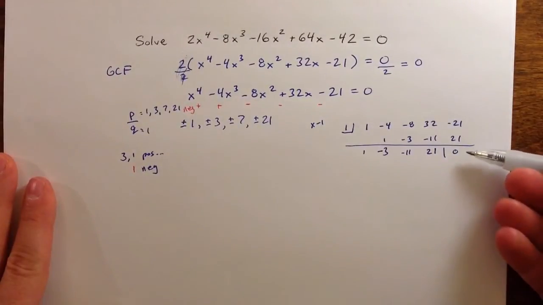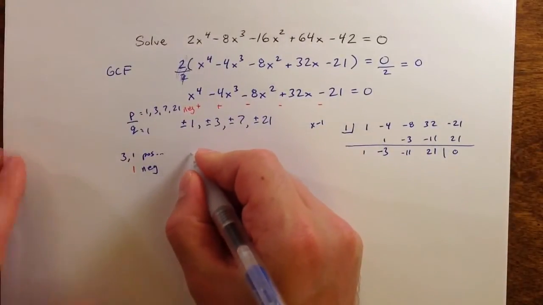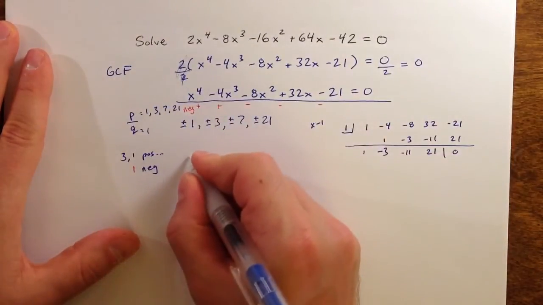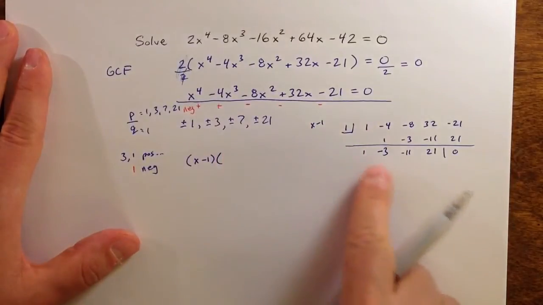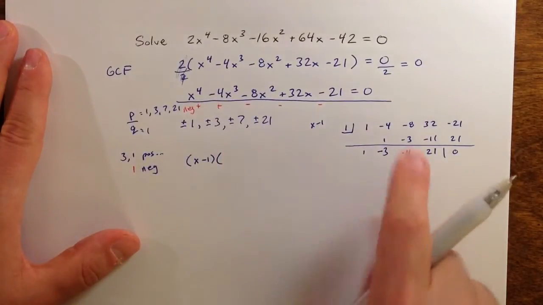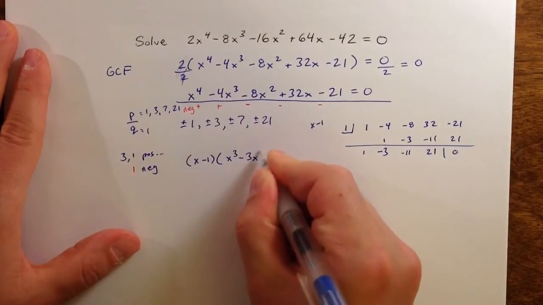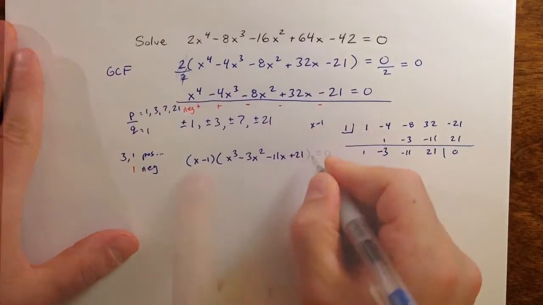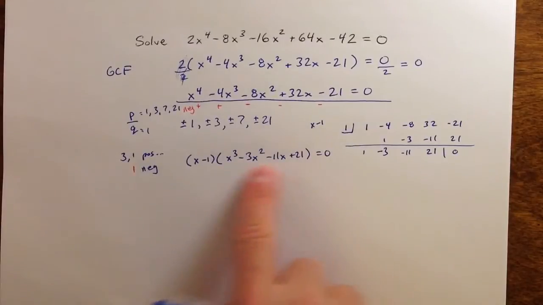So because we got a remainder of 0, 1 turns out to be a solution, and I can think of this equation as a simpler one, where one factor is x minus 1, and the remaining factor comes from the coefficients of the quotient, x cubed minus 3x squared minus 11x plus 21. So the first factor gives us a solution of 1. The second factor, well, maybe it will give us more solutions.